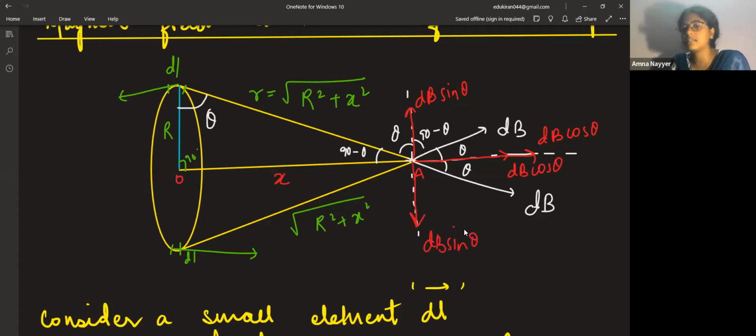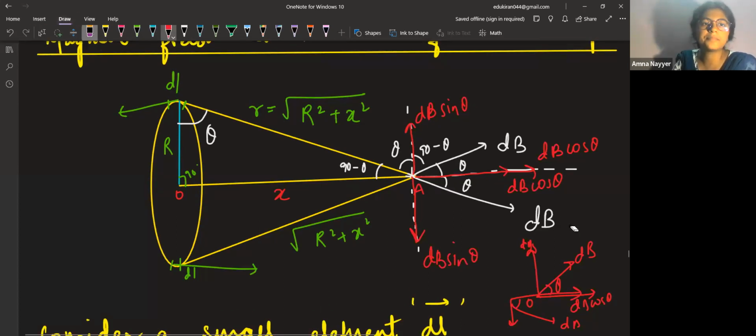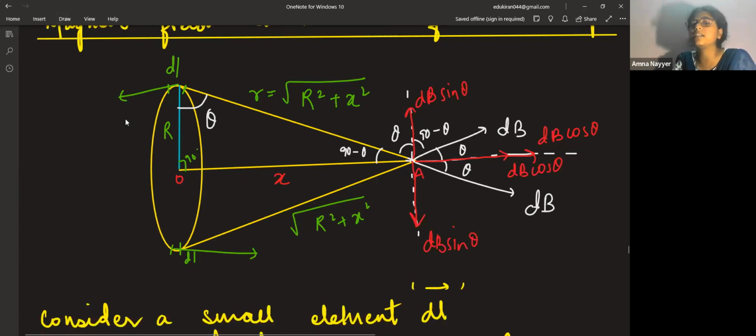Are you getting this? See, dB was this, and this is theta. So this became dB cos theta and this became dB sine theta in these two. When we're talking about this, dB was like this with theta here. So this became dB cos theta and this became dB sine theta. That has been written together over here. Resolution of vectors, you should be clear here. If you're not able to understand, let me know. I'll repeat it, but this should be clear because this is the basic part which gets used over here.